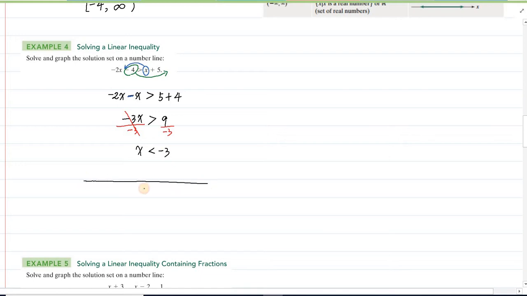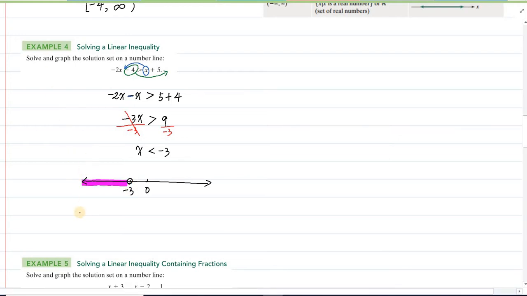So once we have this, we're going to draw a number line. Find my 0, find my negative 3. Since it's a less than, there's no equal sign in there, I'm going to do an open circle. Less than, that will go to the left side.